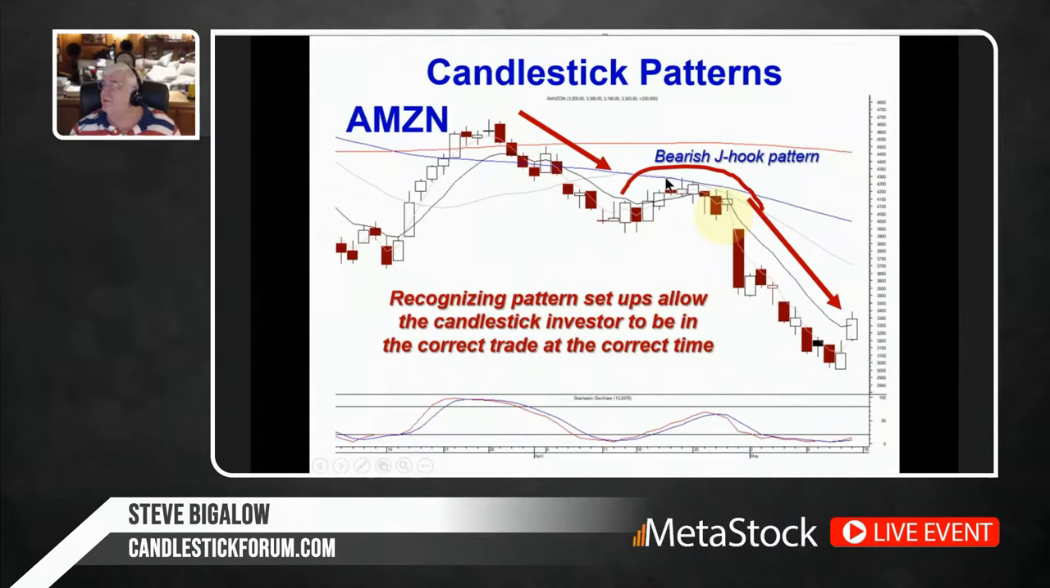You see something like this. Again, look how the bearish J-hook pattern was setting up with kind of a dumpling top, and then the gap down, bearish best friend. This alerted you to the fact that, oops, I shouldn't be long, and maybe I should be going short, and this pattern definitely tells me I should be going short.